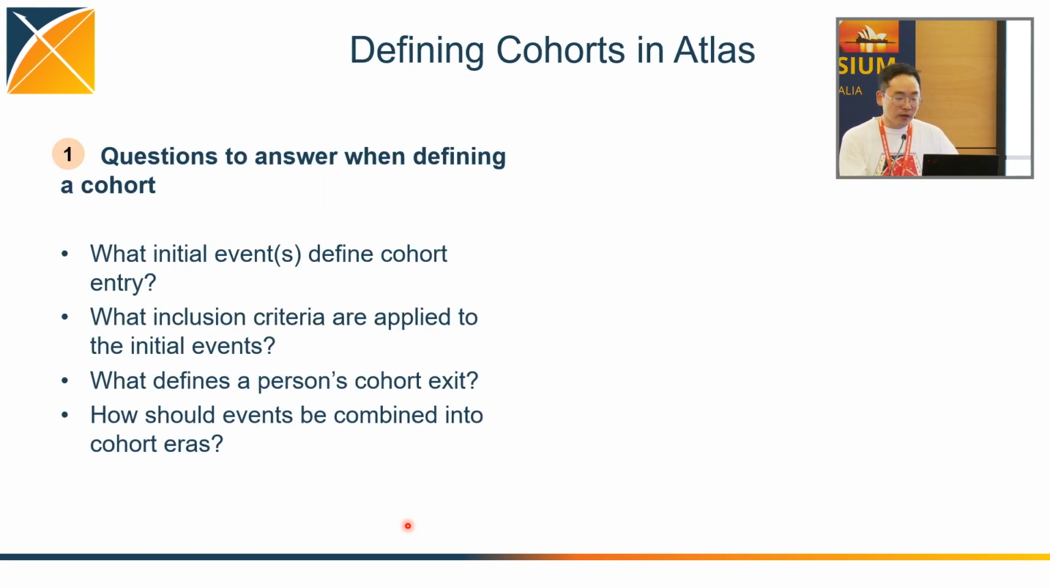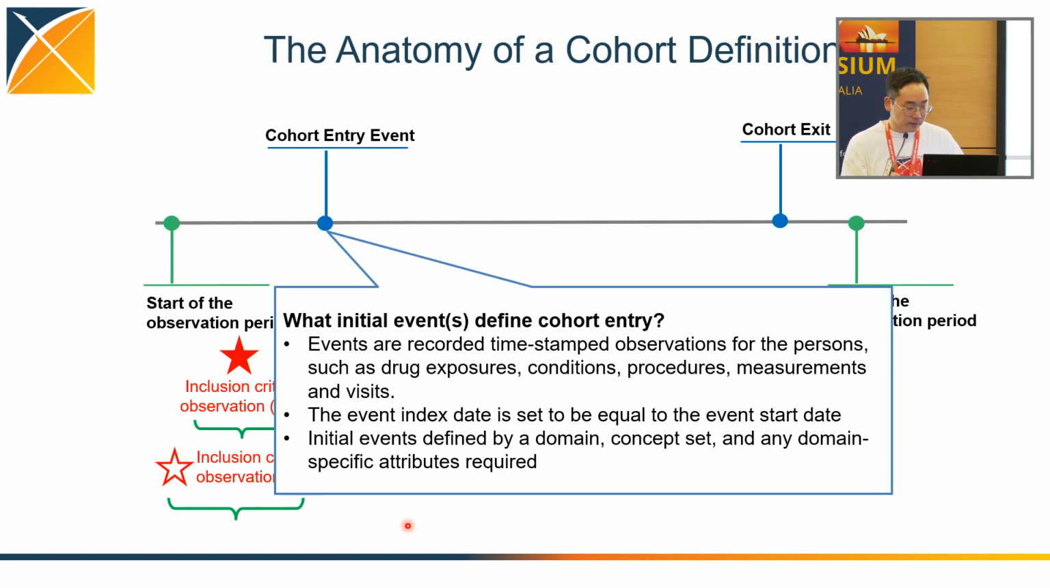So again, if you want to define the cohorts in ATLAS, you have some questions. What is the initial event defining cohort entry? That is the most important question. Then, what inclusion criteria are applied to the initial events? What defines a person's cohort exit? Again, there should be an exit criteria. So the started cohort should be ended too. And how should events be combined into cohort eras?